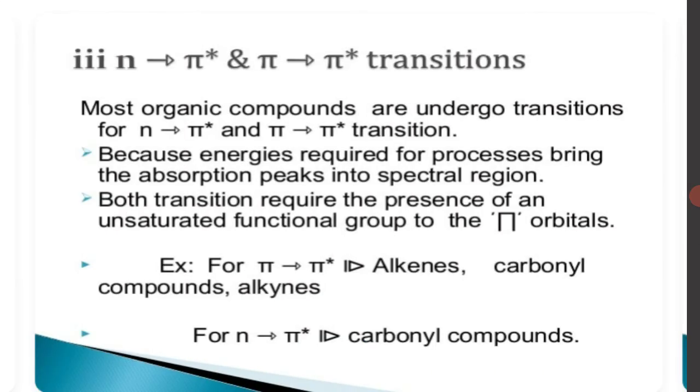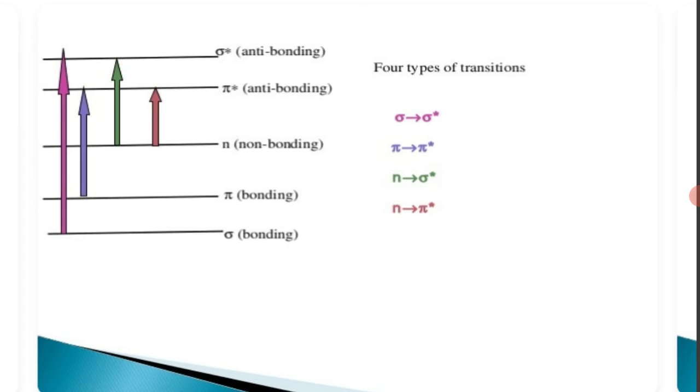Third is n to pi star and pi to pi star transition. Most of the organic compounds undergo this transition because the energy required for the process brings the absorption peak into the spectral region. Both transitions require the presence of an unsaturated functional group to provide the pi orbital. For example, pi to pi star transition occurs in alkenes, carbonyl compounds and alkynes, and in n to pi star transition the example is carbonyl compounds. We see in the figure the sigma is bonding, pi is also bonding, n is non-bonding, pi star is anti-bonding and sigma star is anti-bonding.